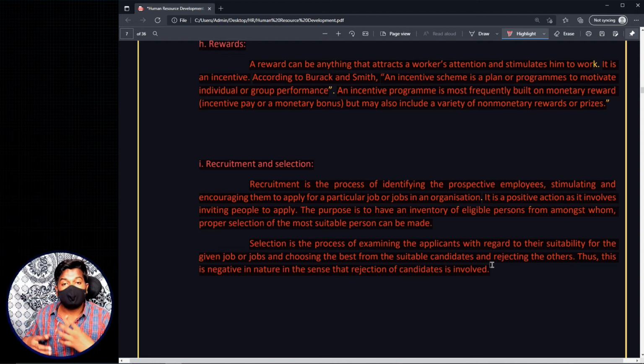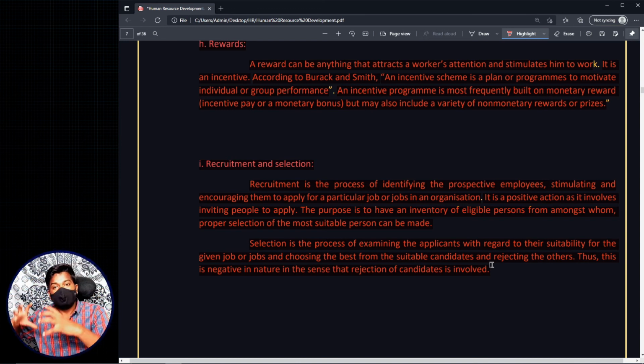Now, how can you relate this recruitment and selection, or how can you tell that organizations can also use it for the development of the human resource? First and foremost, in order to plan for the development of the human resource in the organization, first of all, you need to have human resource, right? Now, from where do you bring this human resource into the organization? You bring them basically from recruitment and selection. So while doing recruitment and selection, you are basically taking employees into your organization, right?